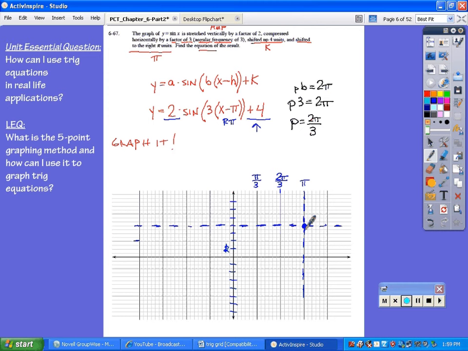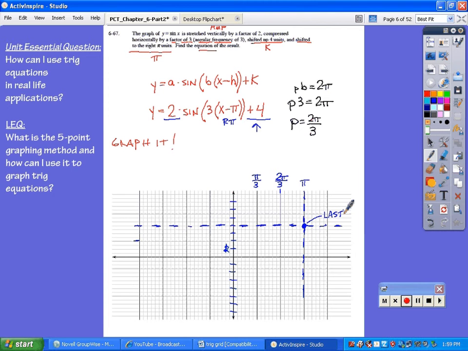So to the right pi puts my new origin right here. It's a sine graph, which means it will touch at the origin. Okay, now that's my first point. But since I have no space to the right of the graph here to finish the graph, I'm going to make that my last point. So I'm just going to go backwards in this process and find my first point.